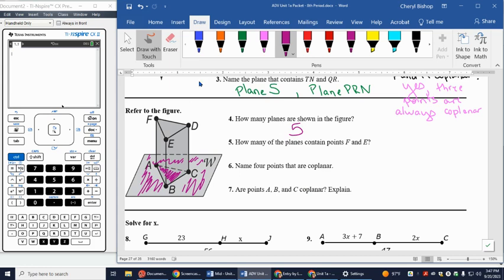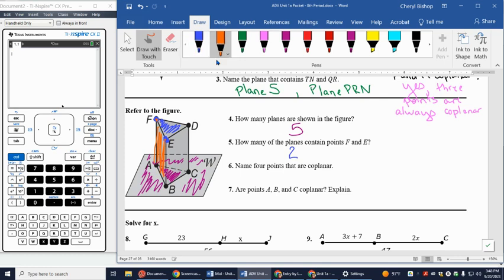How many planes contain the points E and F? So here's E, here's F. They're part of this line, 2, right? This top plane, and then this side plane over here. Both contain points F and E, or E and F. So 2.